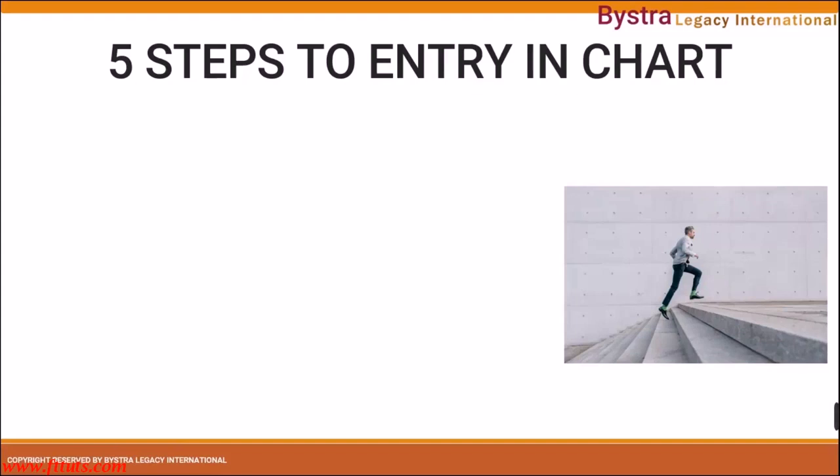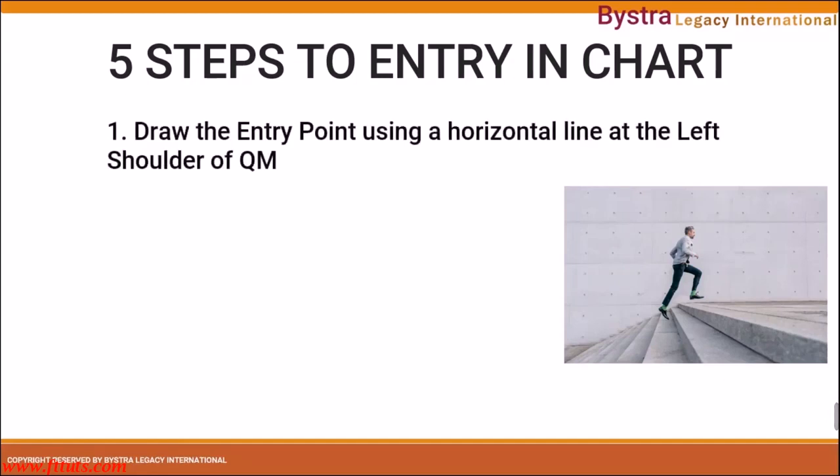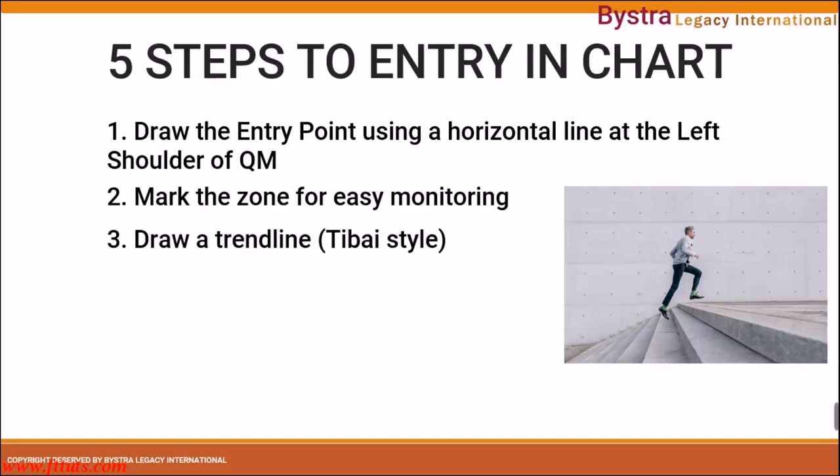Alright, there are 5 steps to entry in the chart for this QMC. It's very simple, isn't it? So the first one, remember we always have to find the setup first. Draw the entry point using a horizontal line at the left shoulder of the QM. Second, mark the zone for easy monitoring. Thirdly, only then do you draw the trend line. We're using the T-bar style.